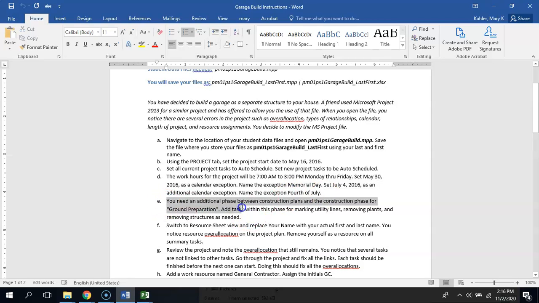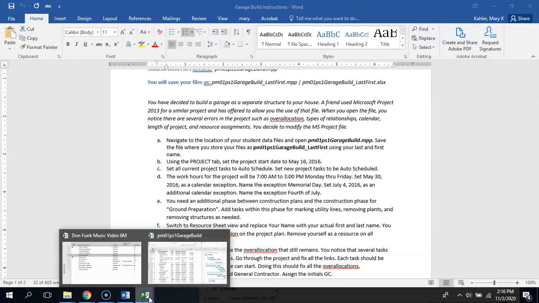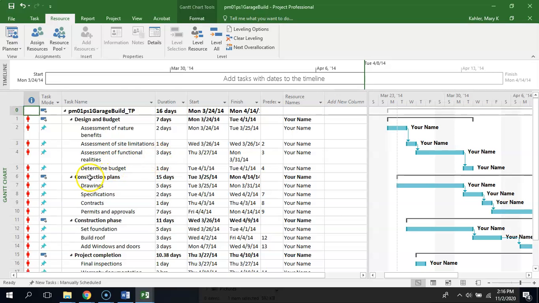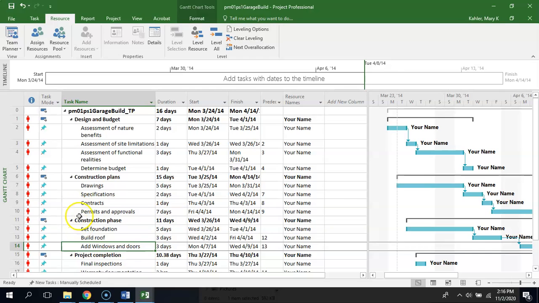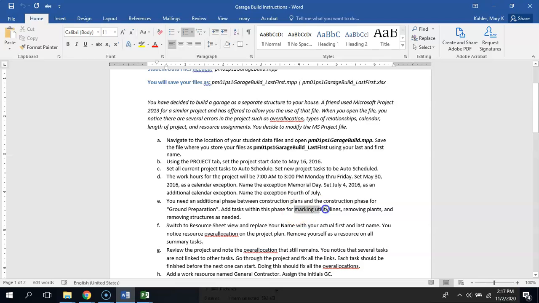Now, you need an additional phase between the construction plans and the construction phase for ground preparation. If you look at that file, there is construction plans where you're doing drawings, specifications, contracts, permits, and approvals. And then there's the construction phase of setting foundation, building the roof, and add windows. We need another summary task built in between these two, so it should go right between task 10 and task 11. You should start a new summary task, and then add these additional tasks: marking utility lines, removing plants, and removing structures as needed, as the 3 tasks under that ground preparation summary task. Does that make sense?